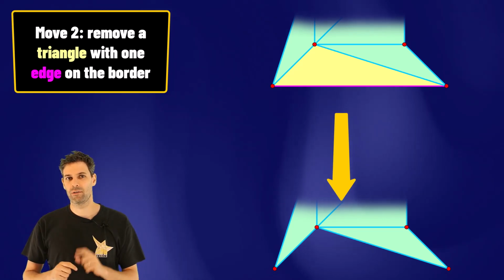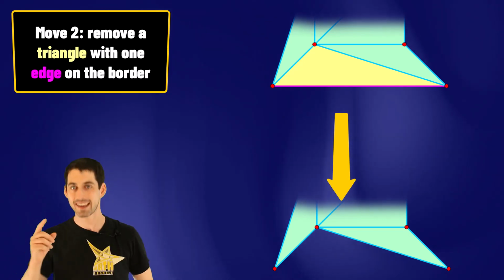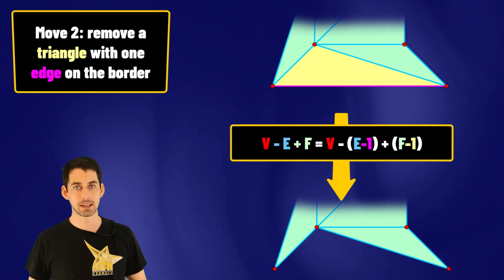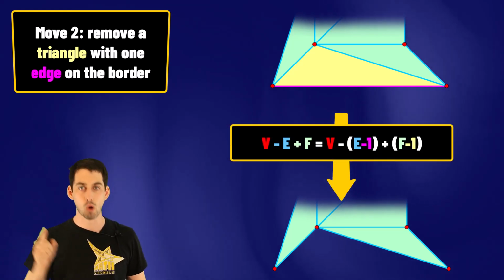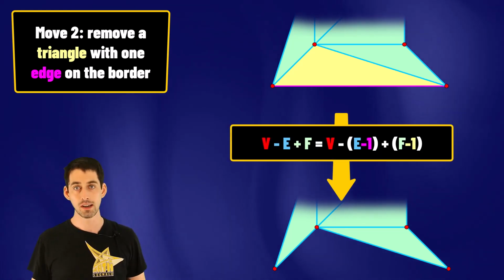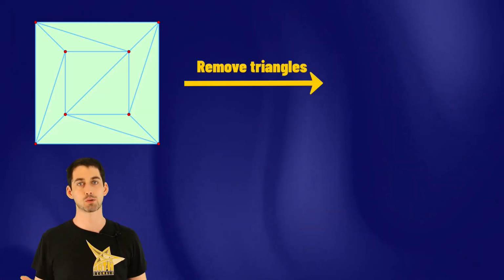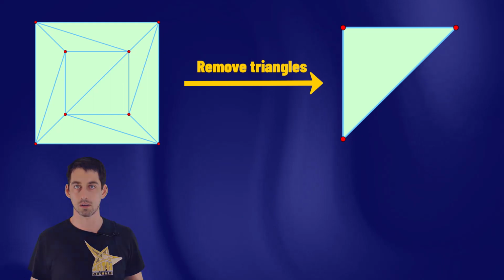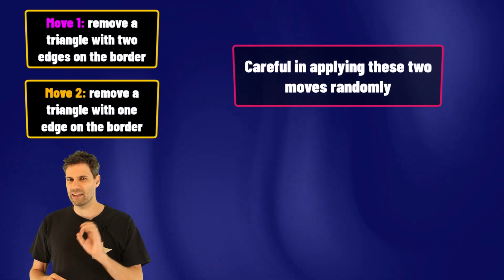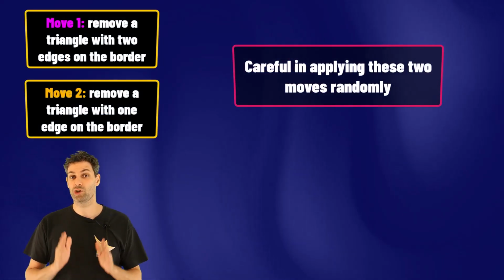Can you figure out why this is okay? I get it. The second case is similar, because you remove 1 face and 1 edge, and so the result does not change. So we go on and on until we have just 1 triangle, and that's all. Almost. Let's take a look at the 2 moves we mentioned before.